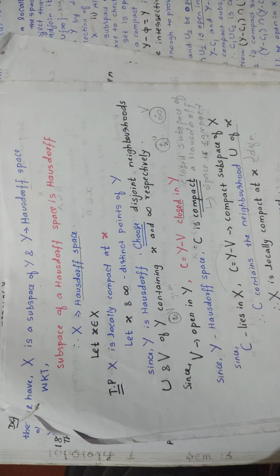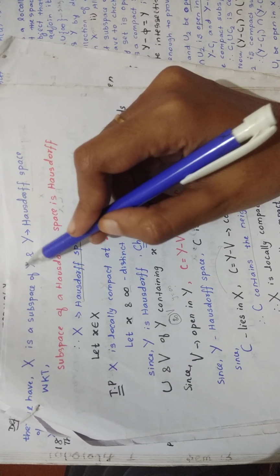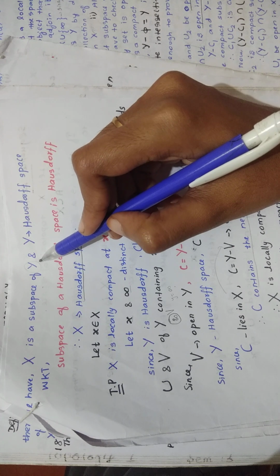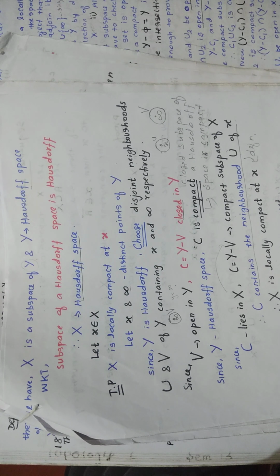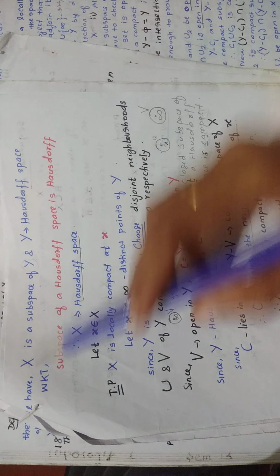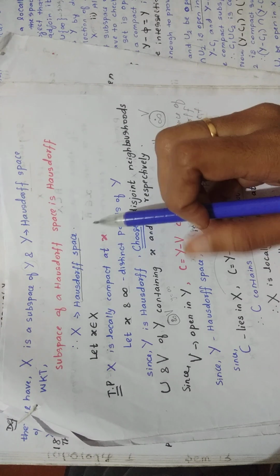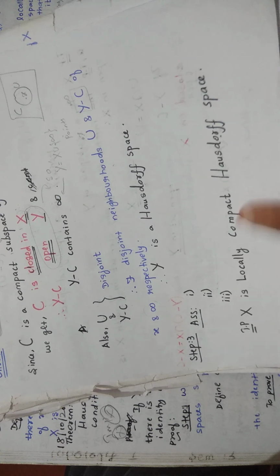Okay, let's start. X is a subspace of Y. You proved it. And Y is a Hausdorff space. You proved it also. So if X is a subspace of Y and Y is a Hausdorff space, you have a theorem: a subspace of a Hausdorff space is Hausdorff. Therefore, you can say now X is a Hausdorff space. Is that clear? So X is a Hausdorff space is proved. Now let us concentrate on proving X is locally compact.